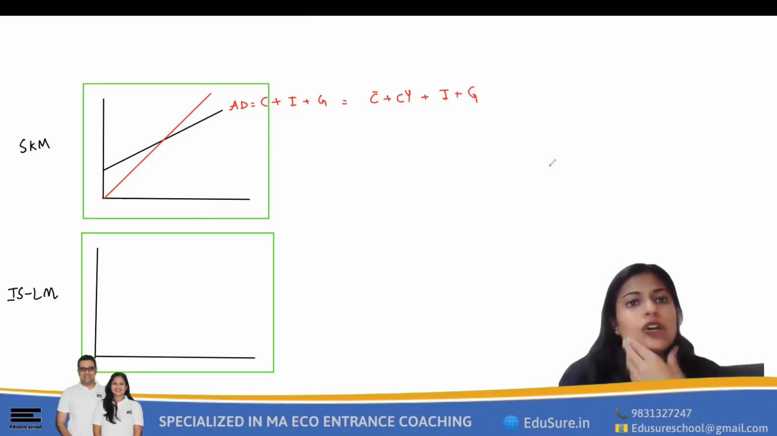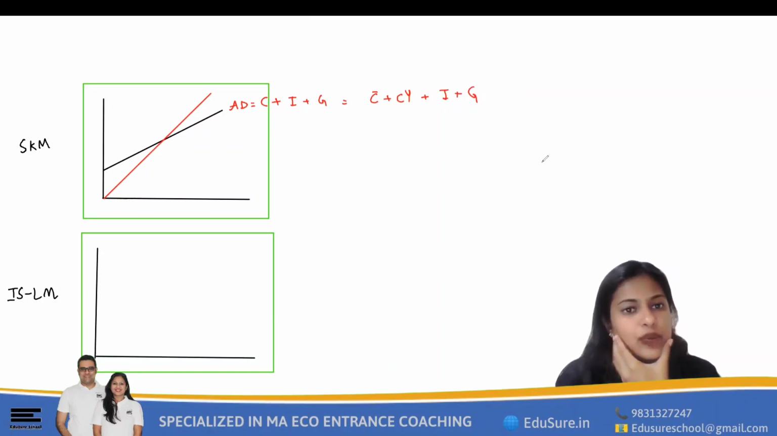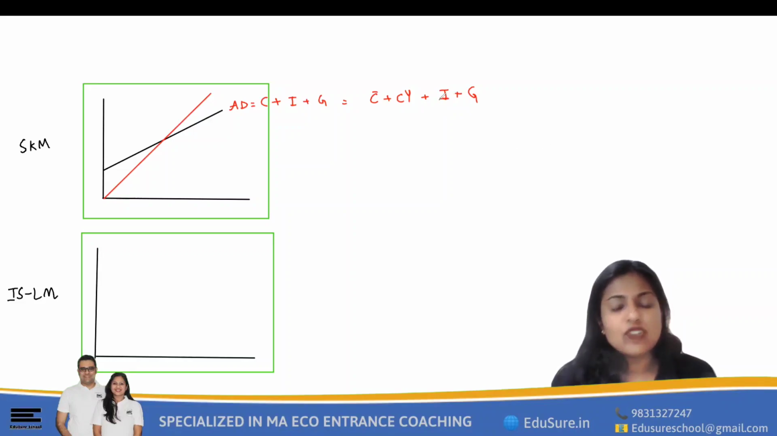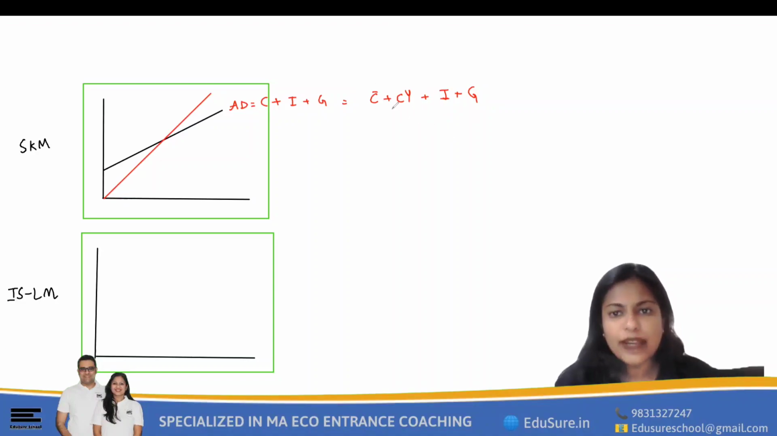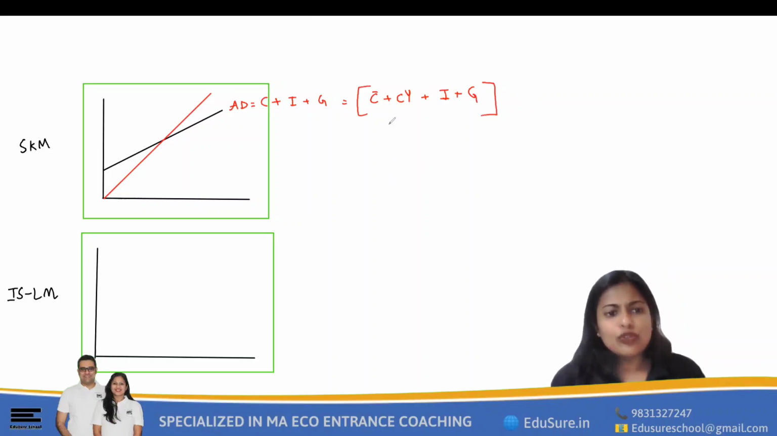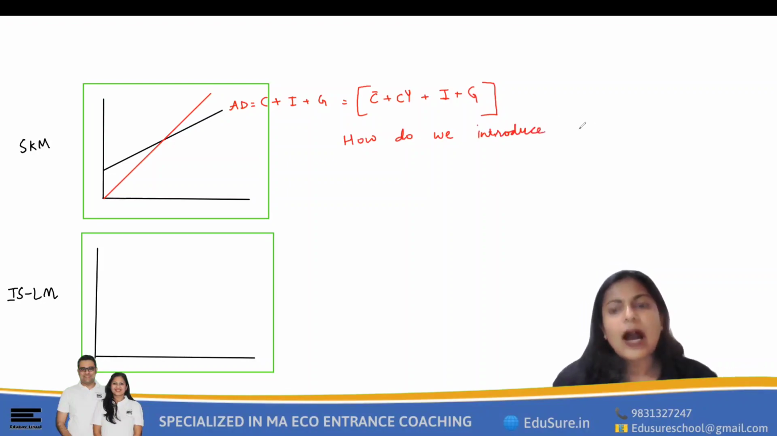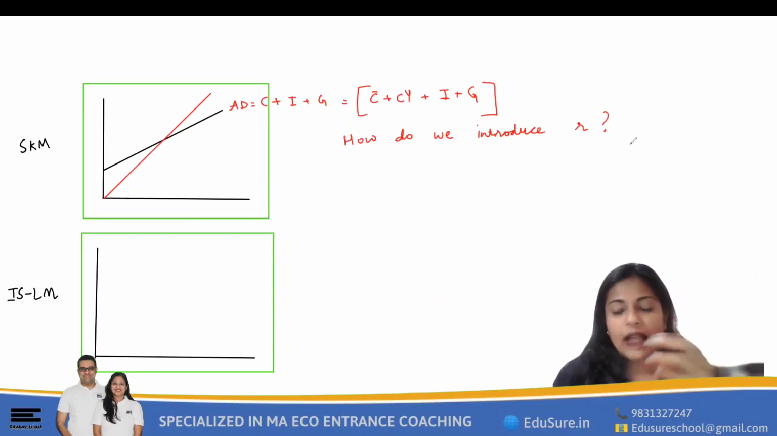Okay. So now what in the SKM, what are we going to do? In the SKM, there was no rate of interest, right? So now I have to first introduce rate of interest into this model here, and then I'm going to push it into the ISLM model. So then the next question is, how do we introduce R in this model? How do we introduce the rate of interest, the interest rate at which lending and borrowing happens?